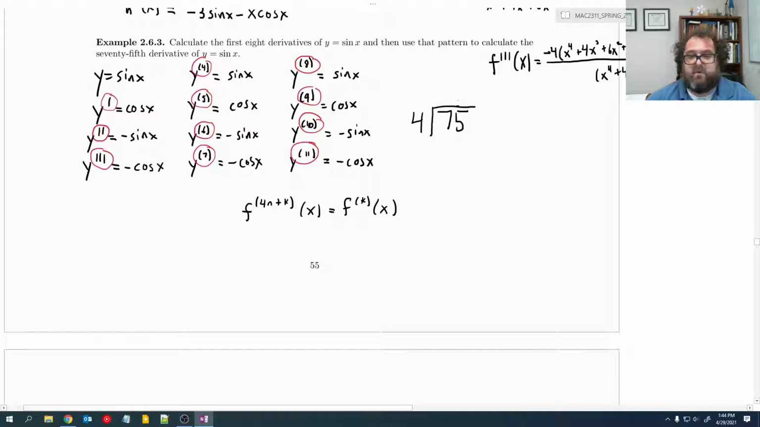Okay, think back to your long division. What is it? 18 or 19 goes in there. Let's see. 4 times 18 is, yeah, 72, and there is a remainder of 3. So in other words, 75 is 3 more than a multiple of 4. The multiple of 4 being what? 72.